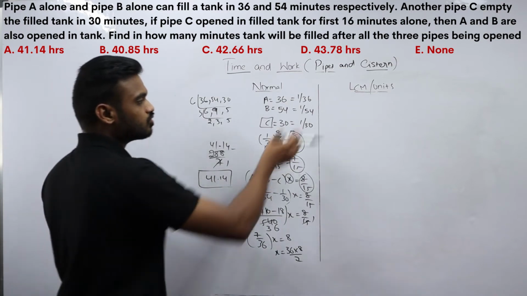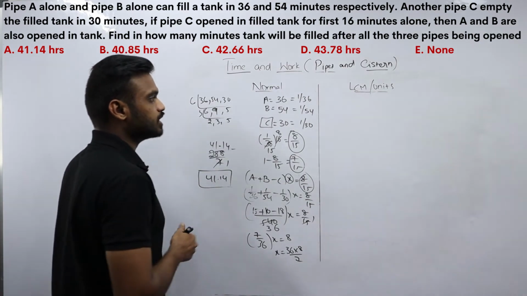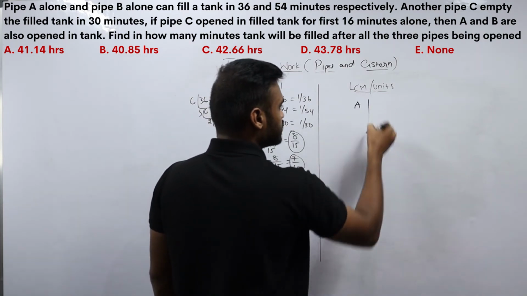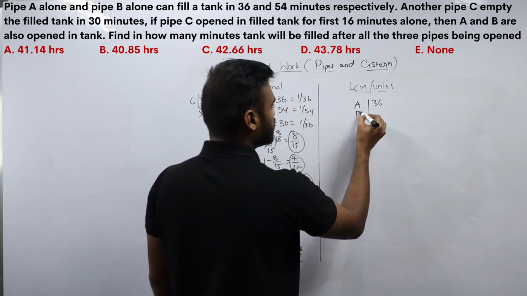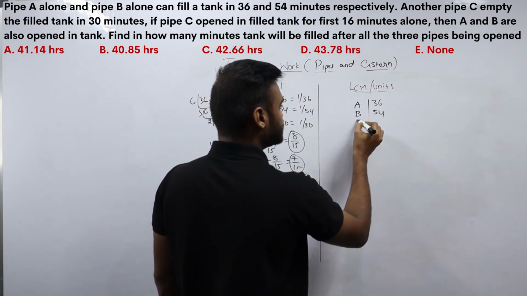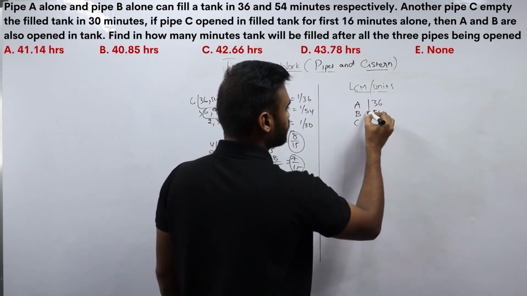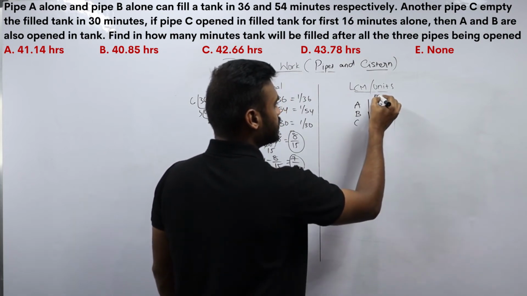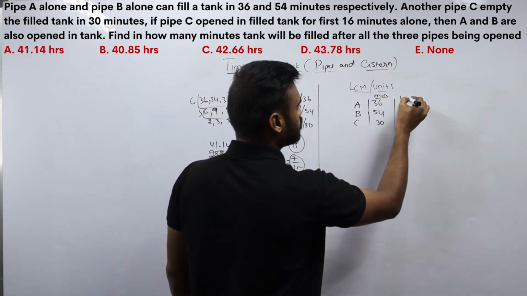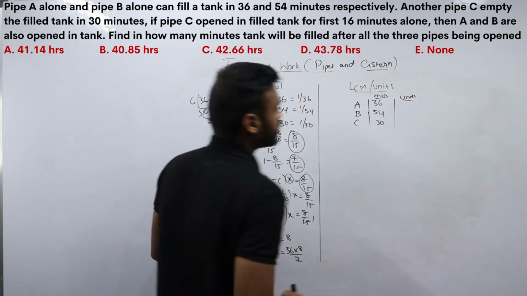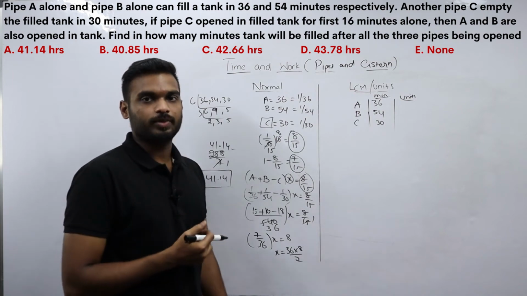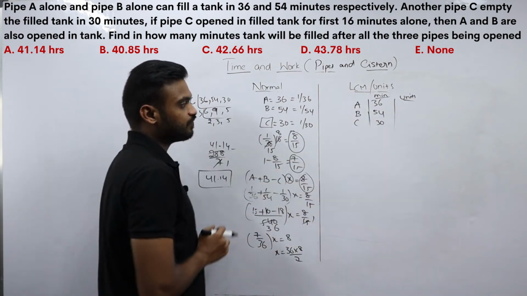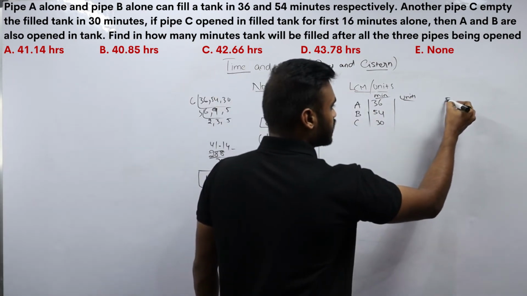Okay. Now let's see how to solve the same problem in the LCM or units method. They are saying that A can fill the entire tank in 36 minutes, B can fill the entire tank in 54 minutes, and C can empty the entire tank in 30 minutes. Now the LCM of 36, 54 and 30, that is the total amount of work to be done, is 540 units.